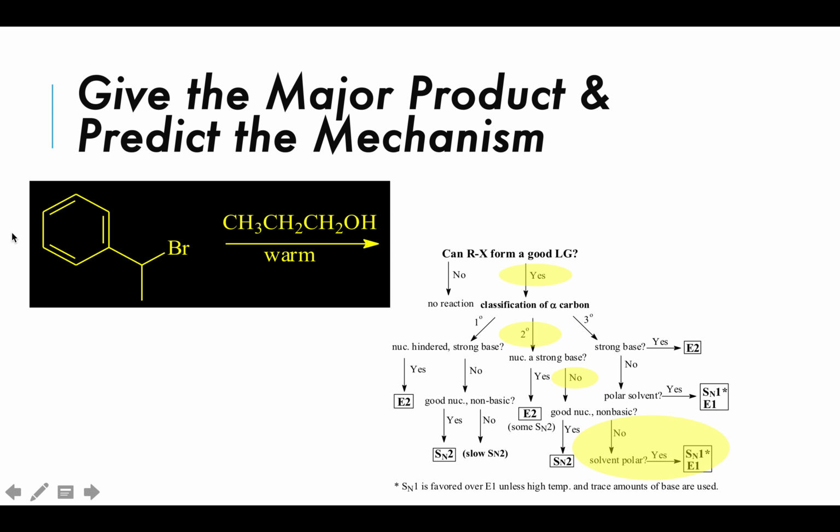Okay, so bromide, good leaving group. Secondary bromide. Is my nucleophile a strong base? No. Is it non-basic? Or is it rather a good nucleophile, non-basic? No.